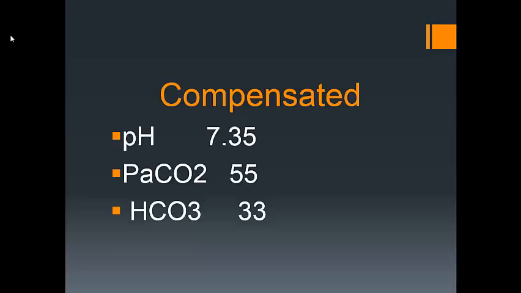Our value matching that is our CO2, so we have a respiratory acidosis. The bicarb is abnormal because the kidneys are trying to compensate for this respiratory acidosis. That's why the value is abnormal, and it has compensated enough to bring our pH just to within normal range. This is a fully compensated ABG.